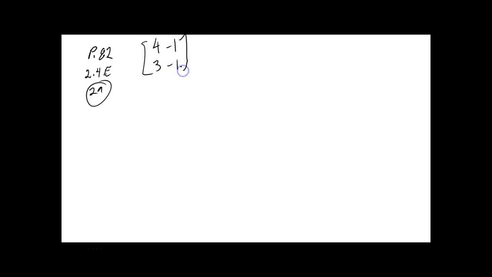And you know, I'm a cynic, so I always check to make sure it is non-singular. Is it? How would you check that? Say again? Determinant. And what would that be? Say again? -4 plus 3 is -1. That's not 0, so that is a non-singular matrix. That's all you have to do for that.